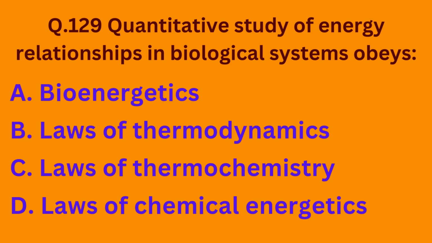Our next question is quantitative study of energy relationships in biological systems obeys option A, bioenergetics. Option B, laws of thermodynamics. Option C, laws of thermochemistry. Option D, laws of chemical energetics. So the correct option is option B, laws of thermodynamics.